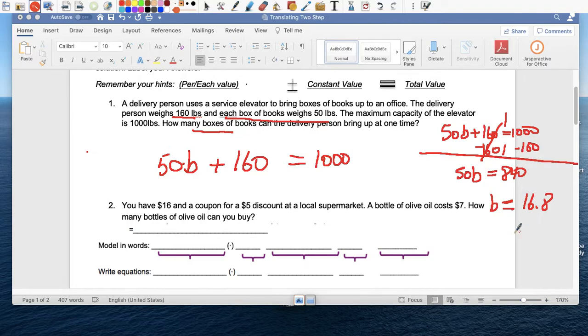So even though the answer is this, the actual answer to the question, the maximum number, is 16. So he's going to leave the 0.8 on the side for now and just take 16 boxes in the elevator. Okay?